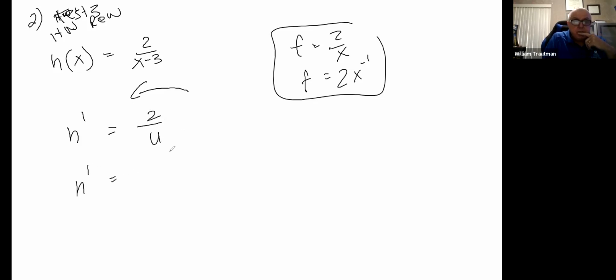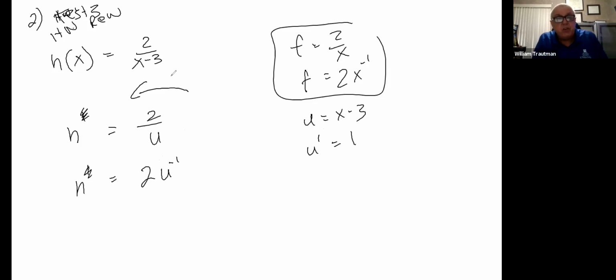So h prime equals 2. This is not h prime yet. This is 2u to the negative 1, if u equals x minus 3. So u prime doesn't equal x, it equals 1. If you recognize it equals 1, you could just do it the other way. But normally, if there was a 2x squared or something down here, you'd use the chain rule. So I'm just going to use the chain rule.